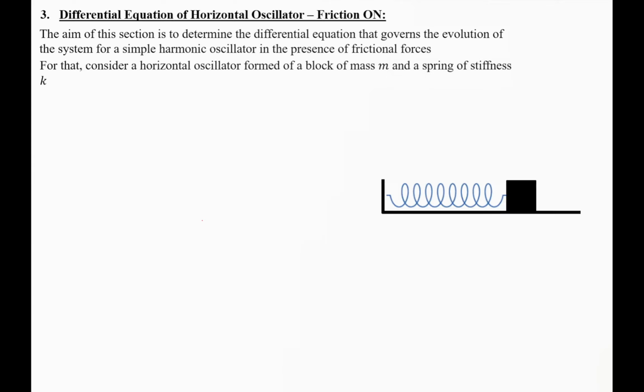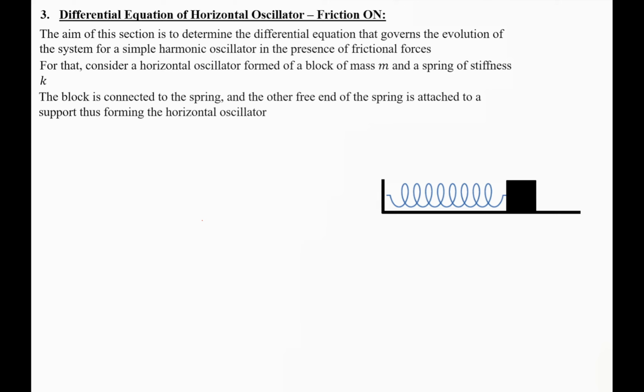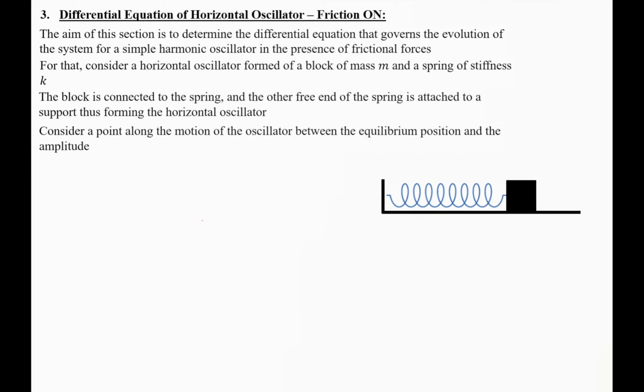Now, section 3, differential equation of horizontal oscillator while friction is switched on. The aim of this section is to determine the differential equation that governs the evolution of the system for a simple harmonic oscillator in the presence of frictional forces. For that, consider a horizontal oscillator formed of a block of mass m and a spring of stiffness k. The block is connected to the spring, and the other free end of the spring is attached to a support, thus forming the horizontal oscillator.